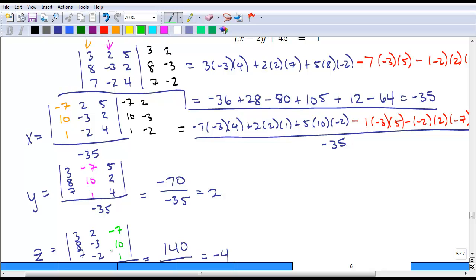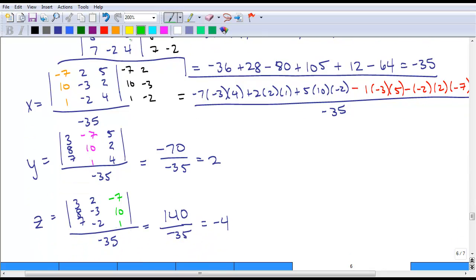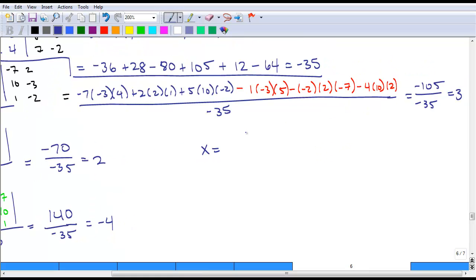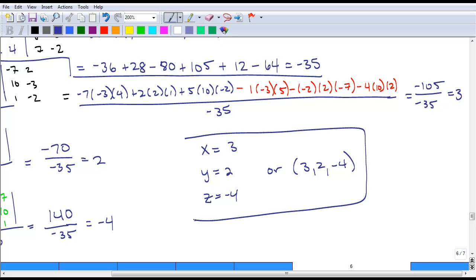And for z, you're going to replace the final column, the third column, with that negative 7, 10, 1, which gives you a numerator of 140 and a denominator of negative 35. And when you divide those two, you end up with negative 4. So our solution to this system is either x equals 3, y equals 2, z equals negative 4, or you can write it as the ordered triple 3, 2, negative 4. Either one of those is acceptable.